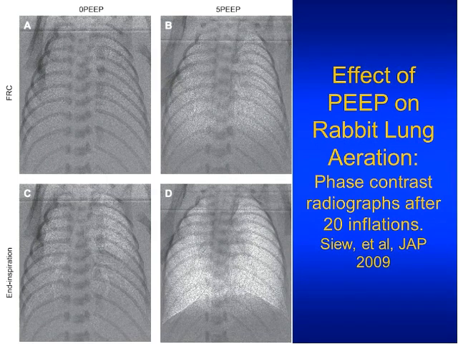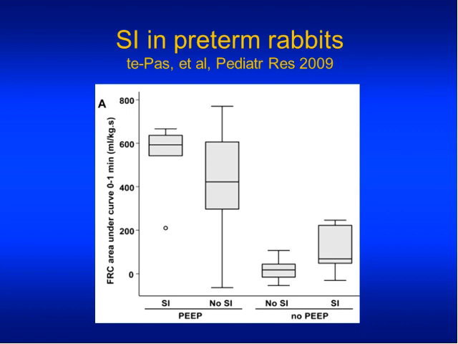With 5 centimeters of PEEP in the right-hand panel, you can see that there is some residual air at end expiration. I hope this projects well enough, and there is certainly much nicer aeration with inflation. These radiographs were taken after 20 inflations. So in a fairly short period of time, adequate FRC can be established when you use adequate PEEP, not so much when you fail to use end expiratory pressure. So end expiratory pressure is very important in helping get the lung open, and I'll explain why it's so important that the lung be adequately opened up.